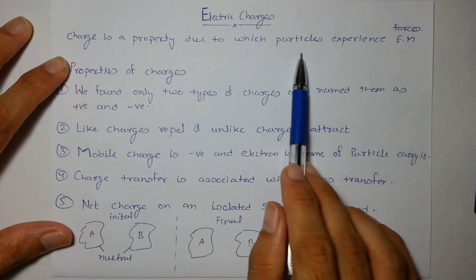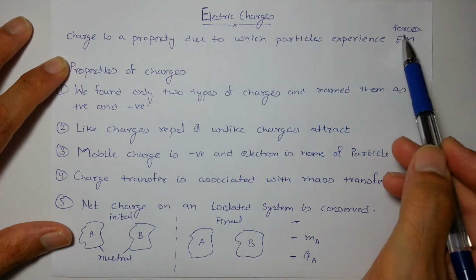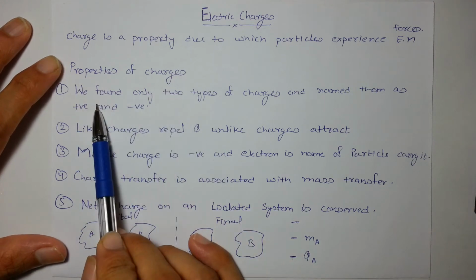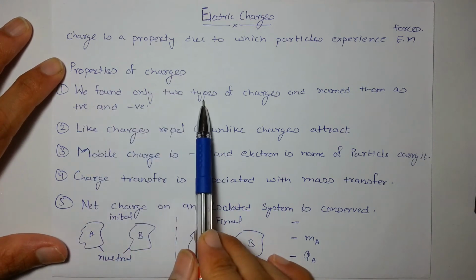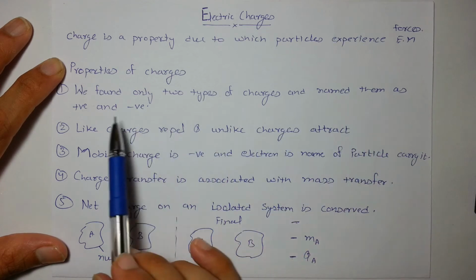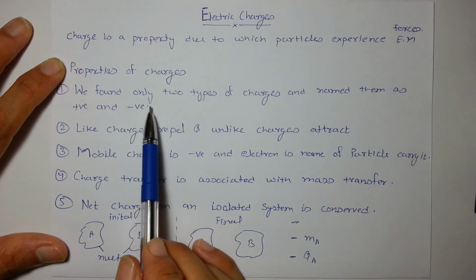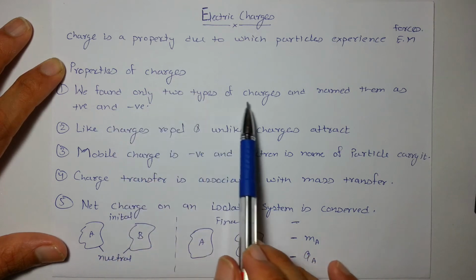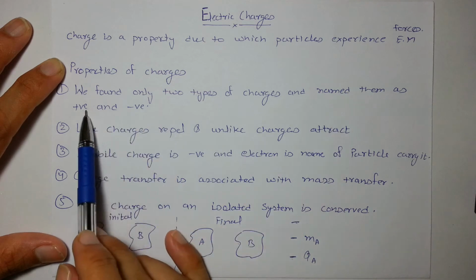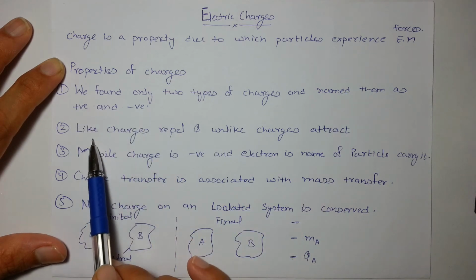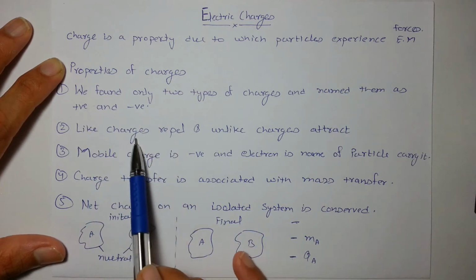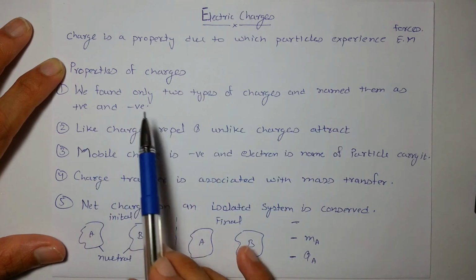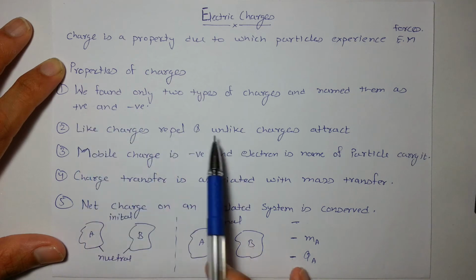Charge is a property due to which a particle experiences electromagnetic forces. We can have a few properties of the charges. We found only two types of charges in nature and we named them positive and negative because of their additive nature. Like charges repel and unlike charges attract. Plus plus will repel, minus minus will also repel, plus minus will attract.